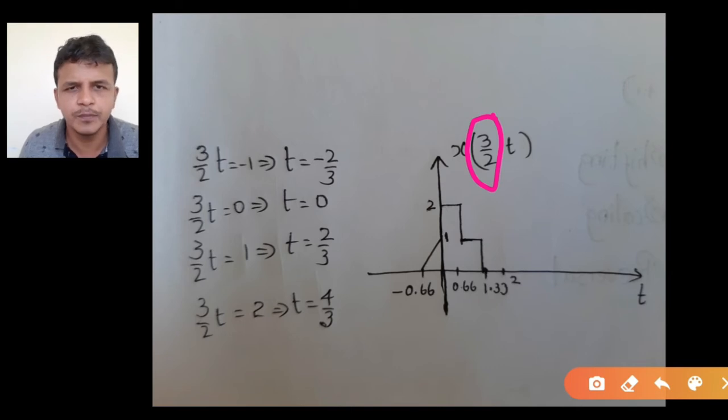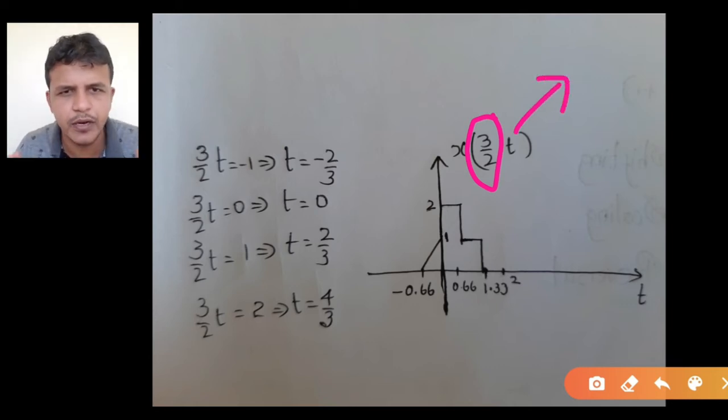So here x of 3 by 2 into t means that the variable t is multiplied by a value which is greater than 1, so it should happen at a faster rate. That is the meaning conveyed here. So the entire signal, which x of t has happening between -1 and 2, is getting compressed, since the value by which t is multiplied is greater than 1, and here it happens between -0.67 and 1.33.